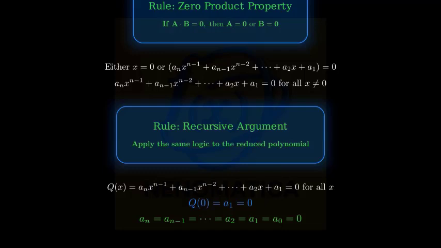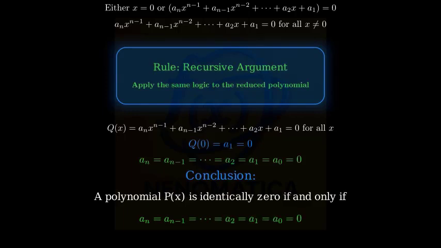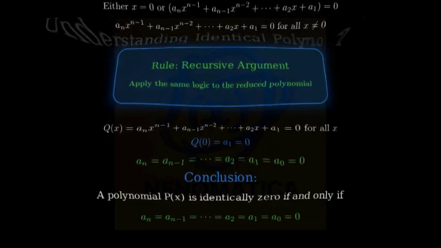Therefore, we have proven that for a polynomial to be identically 0, it is necessary and sufficient that all of its coefficients are 0. This is an important theorem in polynomial algebra that helps us understand when two polynomials are equal and forms the basis for many other results in algebraic theory.